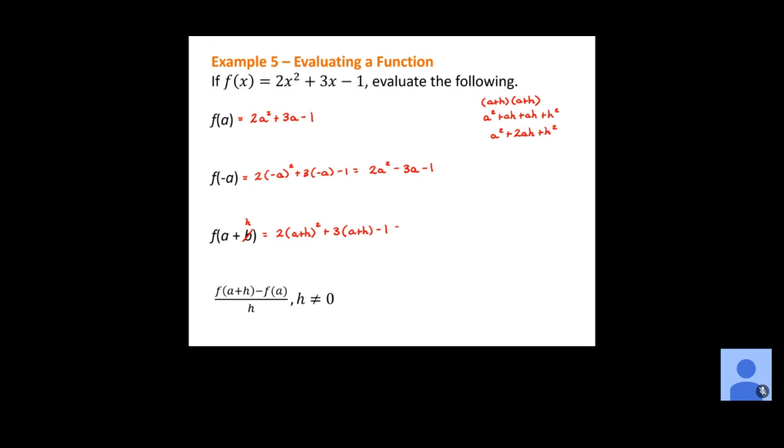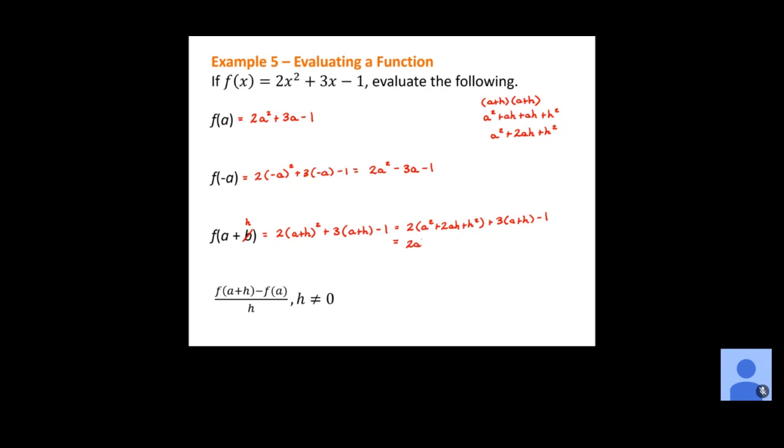Now I'm going to have 2 times a squared plus 2ah plus h squared plus 3 times a plus h minus 1. All right, what could I do next? Distribute. Good. So I'm going to distribute here first the 2 into this first set of parentheses.